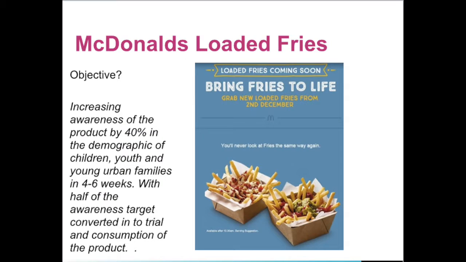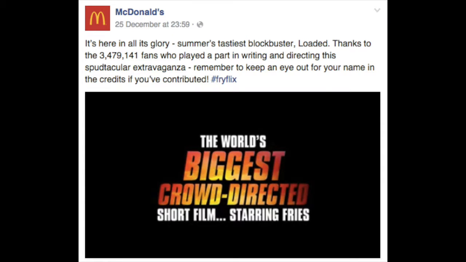Hence, the campaign aimed at increasing awareness of the product by 40% in the demographic of children, youth, and young urban families in 4 to 6 weeks, with half of the awareness target converted into trial and consumption of the product. This was carried out via the use of social media engagement as the driving awareness tool, by allowing fans to have a say in the creating of digital content through fly flicks and a full audience-based short film.